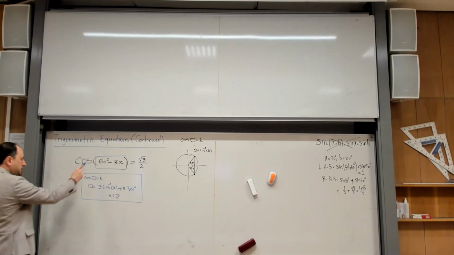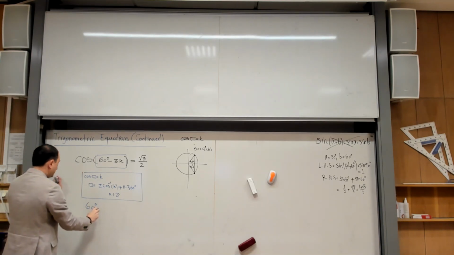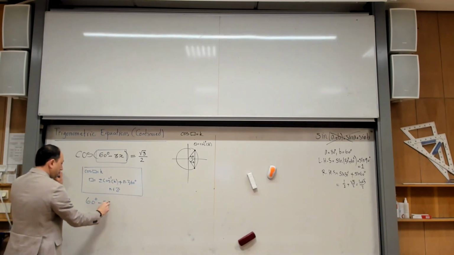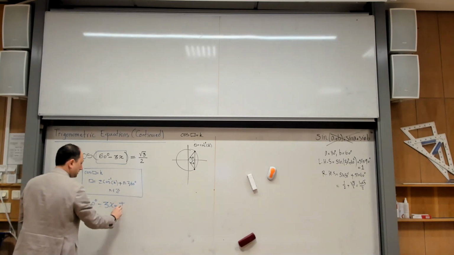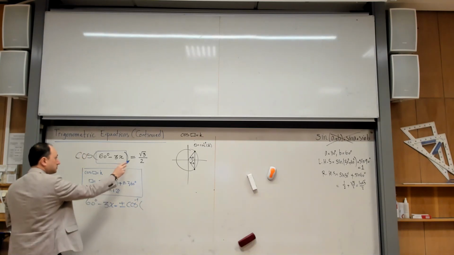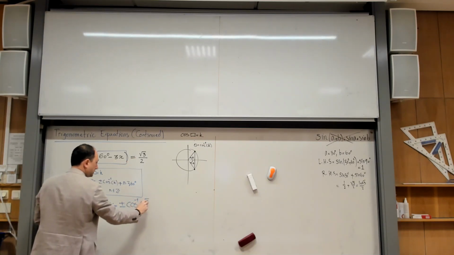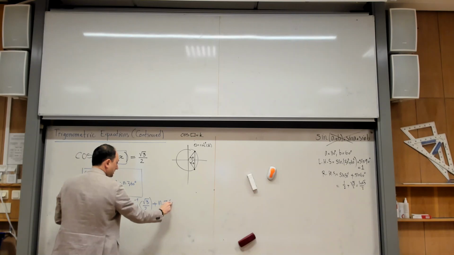So what I can say is that my box, which is 60 degrees minus 3x, is equal to plus or minus cosine inverse of my number, which in this case is the square root of 3 over 2. But then you have plus n times 360 degrees.